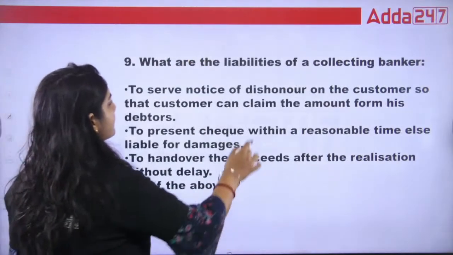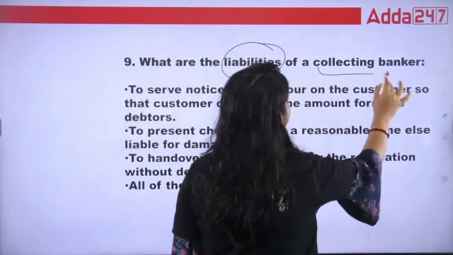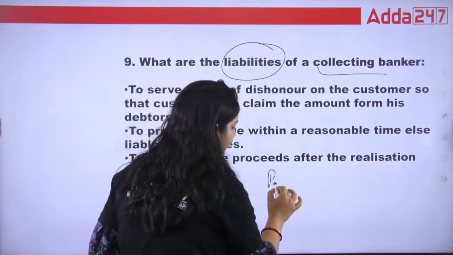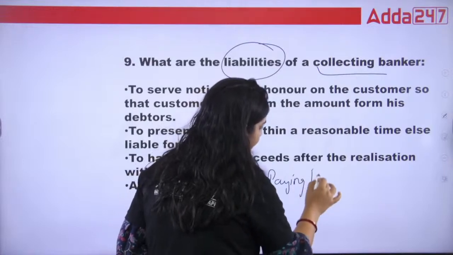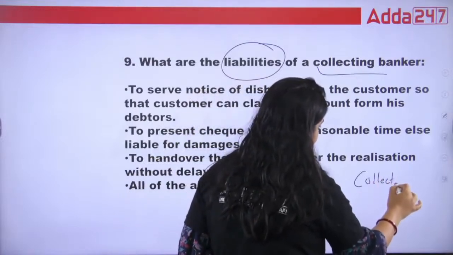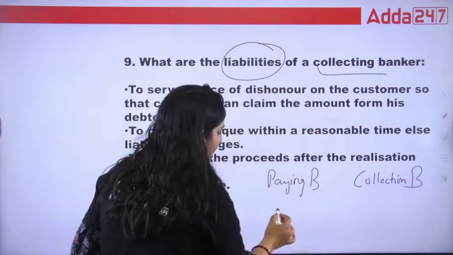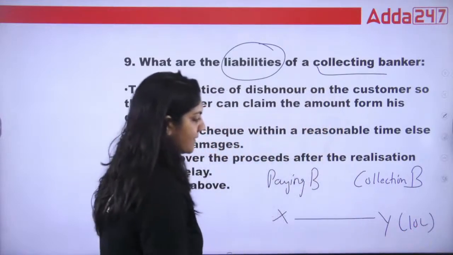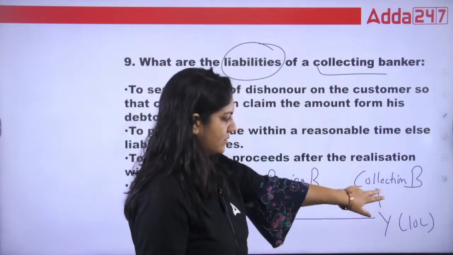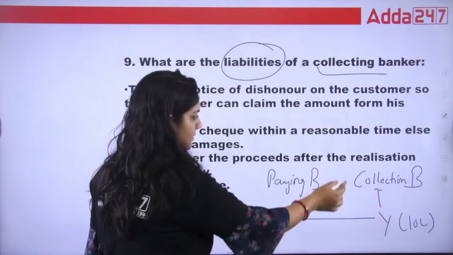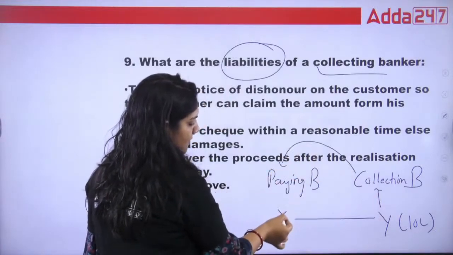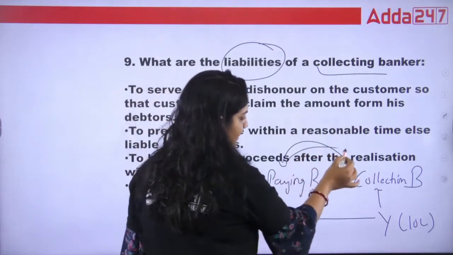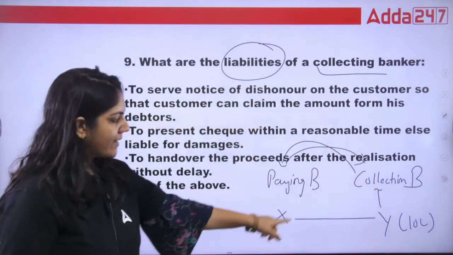9th. What is the liability of a collecting banker? There are two types of bank: paying bank and collecting bank. Person X has given Y a check of 10 lakh rupees, right? Now, person Y will go to his bank. This bank will collect the money from the bank of X. So, X's bank is called the paying bank because this bank is giving money to this one. So, this is called the paying bank, this is called the collecting bank.